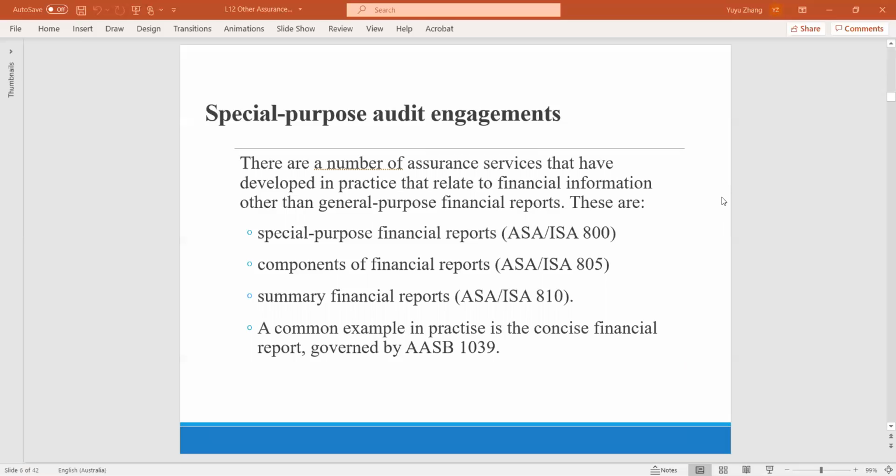So the special purpose statement is usually required by some special parties like government entities, and is intended to present a specific set of information in a predetermined format. The information required and the reporting format used is laid out in the special purpose reporting framework as specified in ASSB 1039.